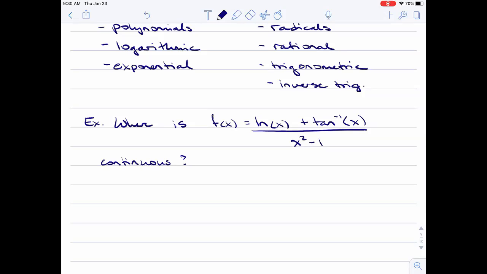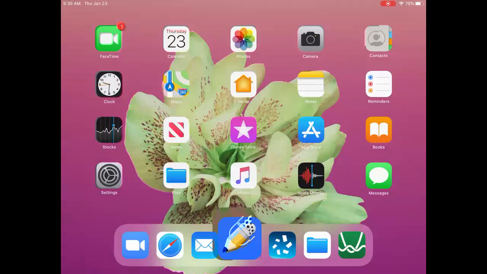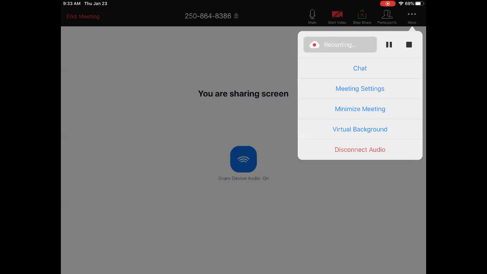To figure out what the domain of this thing is, we need to dismantle it. You've got a function plus a function over another function. So you can look at those domains individually, and then the combined domain is where they all overlap. So I'll let you work on that for just a little bit. And I'll do this again.